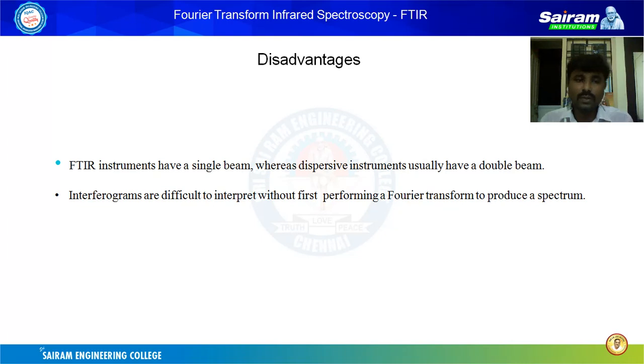There are two disadvantages of FTIR. It has a single beam, whereas dispersive instruments usually have a double beam. Interferograms are difficult to interpret without first performing a Fourier transform to produce a spectrum.